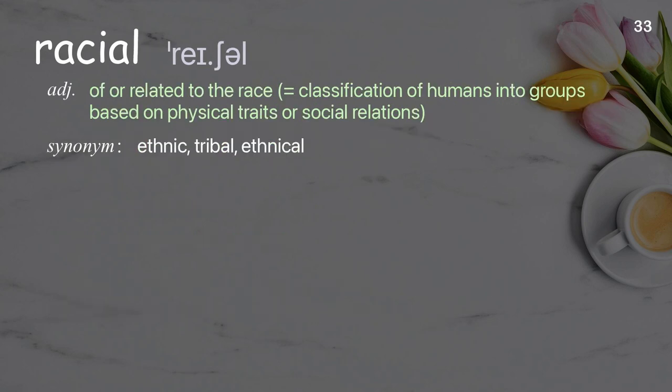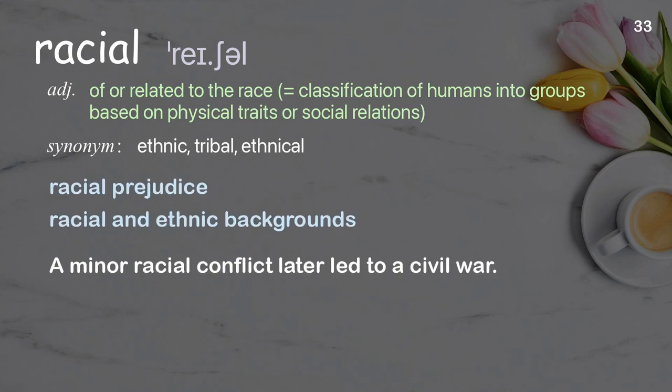Racial. Of or related to race, meaning the classification of humans into groups based on physical traits or social relations. Examples. Racial prejudice. Racial and ethnic backgrounds. A minor racial conflict later led to a civil war.